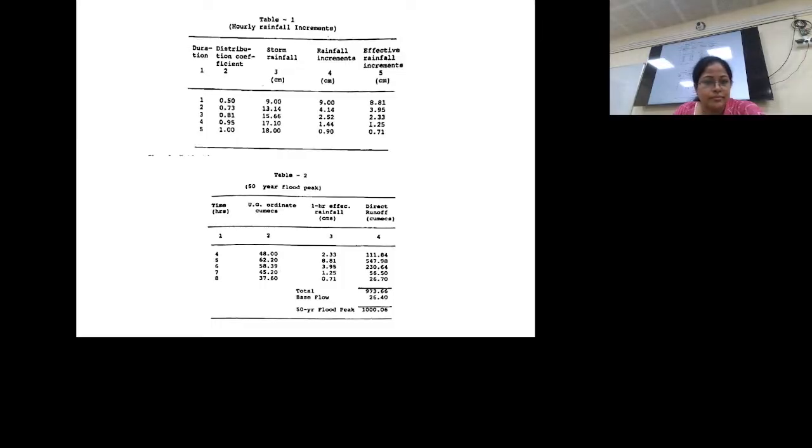DEM is now globally available, and it's a good resolution. DEMs are freely available, so we can utilize them. When we get some DEM, we get some properties of the DEM. The basic property we require is the travel time.